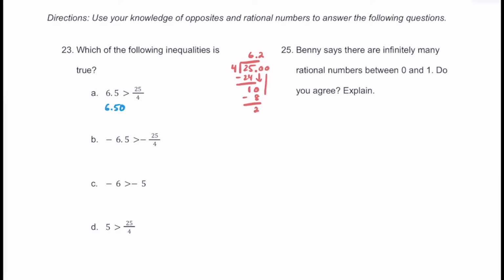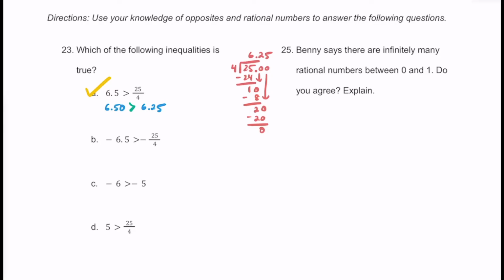We can add another 0 and bring it down. 4 into 20 is 5 times. 5 times 4 is 20. The remainder here is 0. So this one here is going to be 6.25. And so what we're asking is, is 6.50 greater than 6.25? Yeah, that is true. So we're going to go ahead and say that A is our answer here.